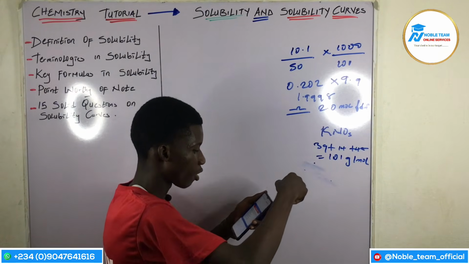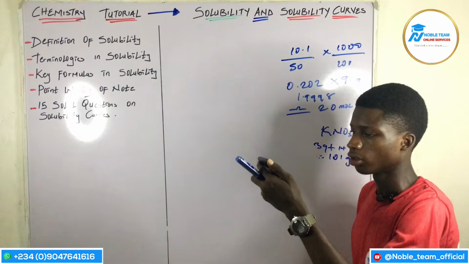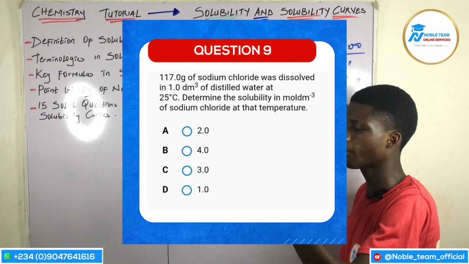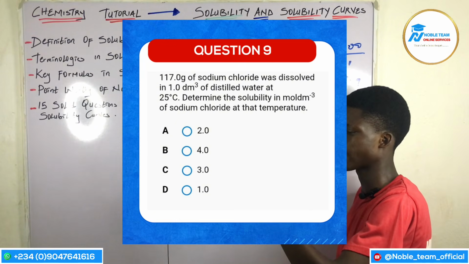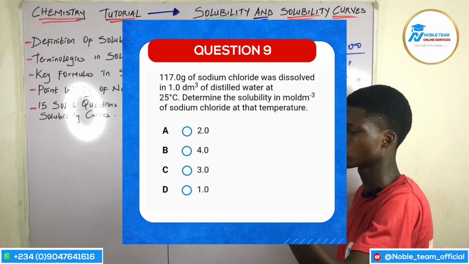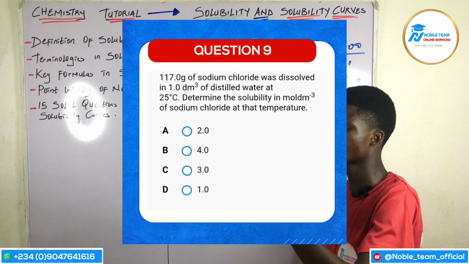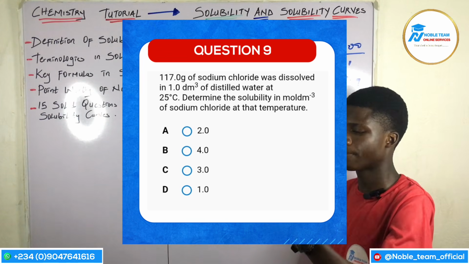Alright, now let's solve question 9. 117 grams of sodium chloride was dissolved in 1.0 dm cube of distilled water at 25 degrees Celsius. Determine the solubility in mole per dm cube of sodium chloride at that temperature.